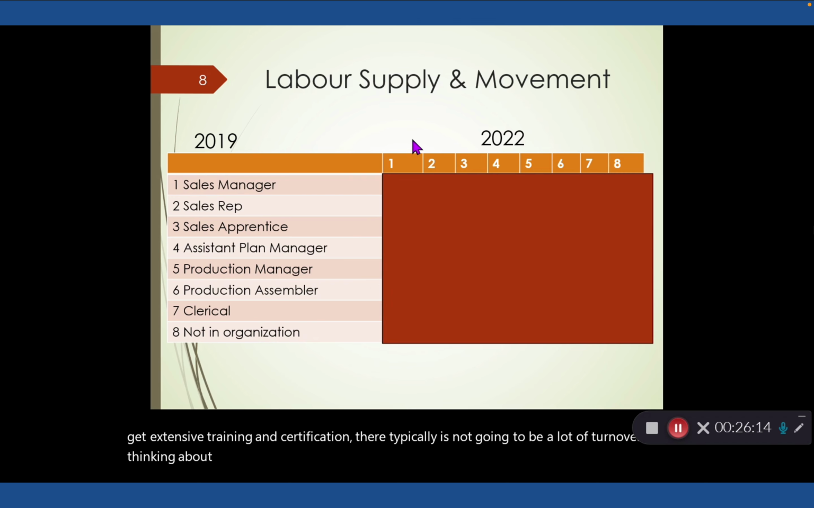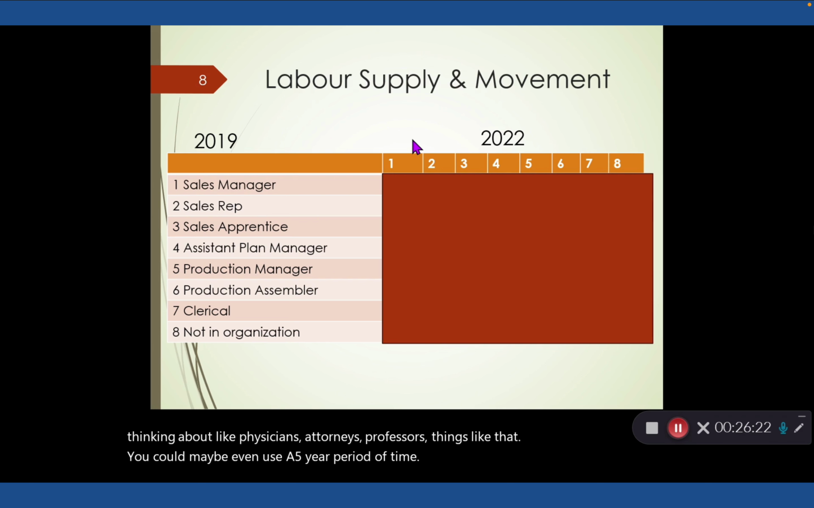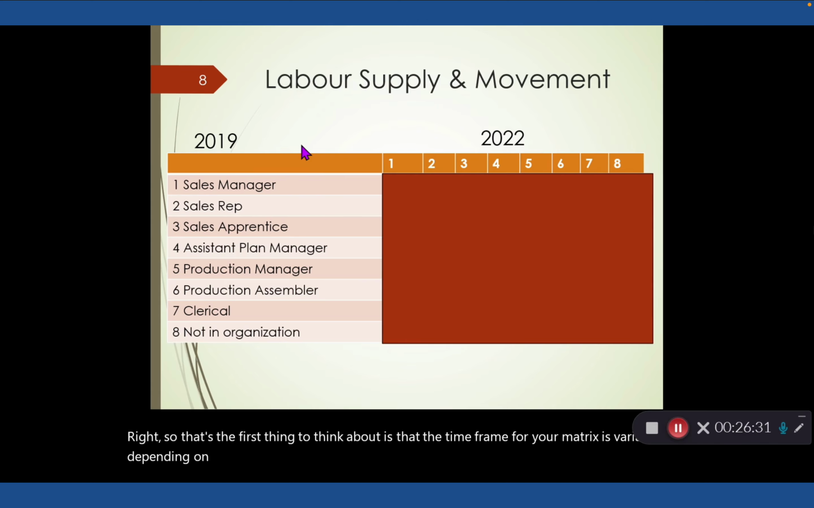So thinking about physicians, attorneys, professors, things like that, you could maybe even use a 5-year period of time, right? So that's the first thing to think about, that the time frame for your matrix is variable depending on your industry, job role, and things like that.